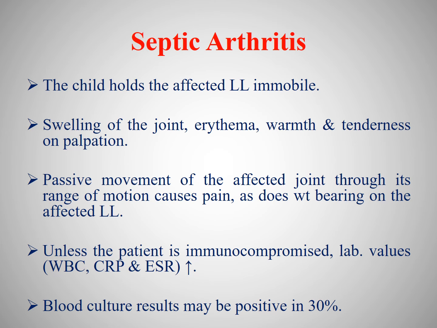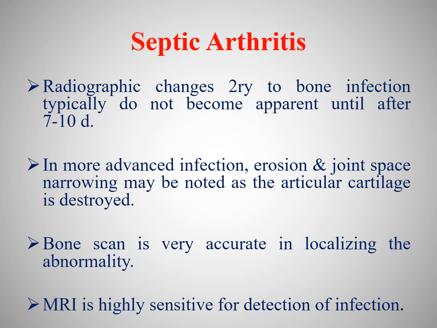Unless the patient is immunocompromised, lab values will increase: infection profile, white blood cells, CRP, and ESR. Blood culture results may be positive in rare cases. Bone infection typically does not become apparent until after 7 to 10 days, so we do not wait for X-ray changes. In more advanced infection, erosion and joint space narrowing may be noted as the articular cartilage is destroyed.